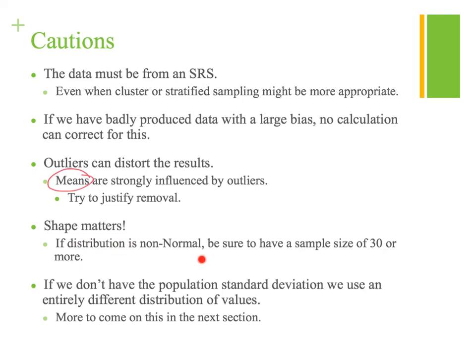Hopefully, if a distribution is not normal, then we have a sample size of at least 30, and that way the central limit theorem will ensure our calculations are fairly accurate. And lastly, if we don't have the population standard deviation, we're going to use a different distribution of values, and this is to come in the next class.